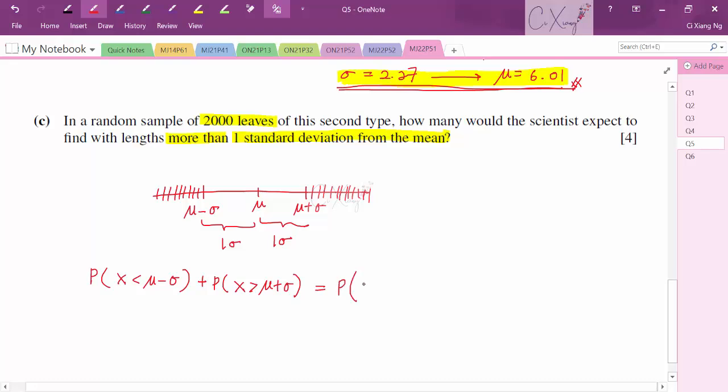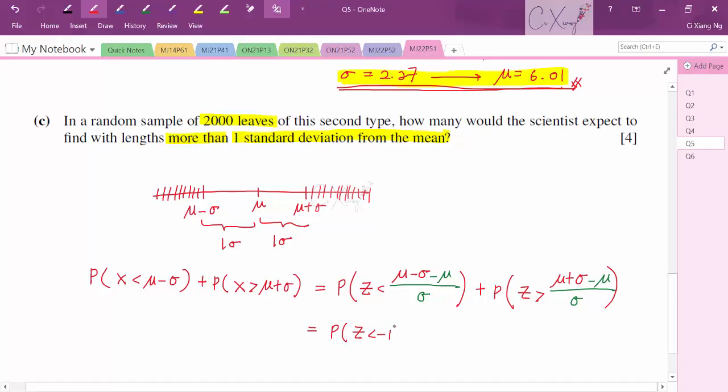Again, since this is a normal distribution, you have to standardize it to become z. So this is the original value for x. You have to subtract the mean and divide by the standard deviation. The same thing happens for the second part. So I have z greater than mu plus sigma, this is the original x. You have to subtract the mean and divide by the standard deviation. When you simplify all this, you will have the probability of z smaller than -1 and also z greater than 1.